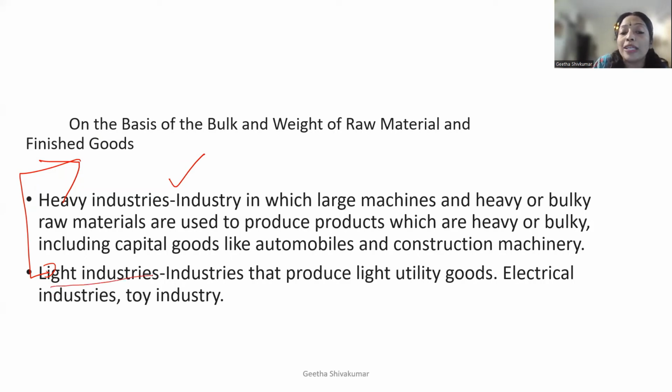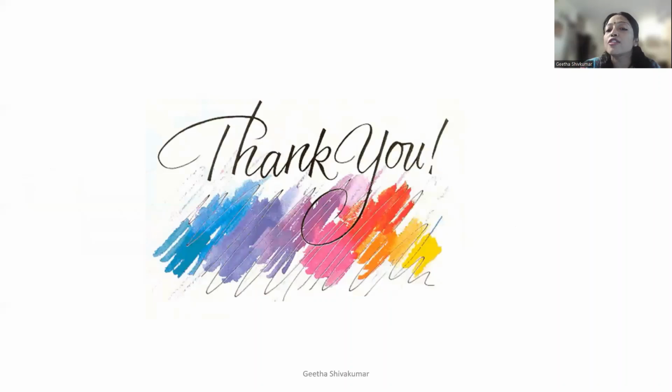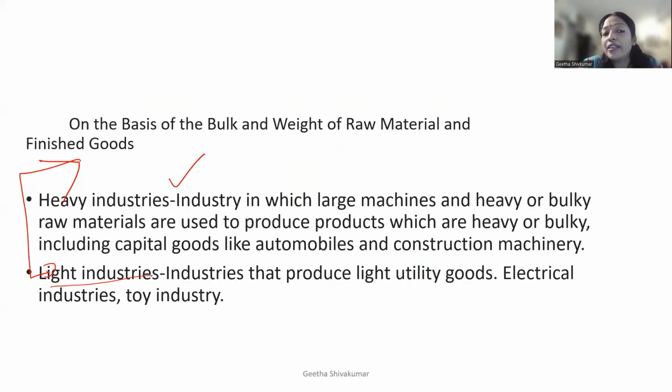Then light industry is where we use raw materials which are light in nature. For example, the toy industry, or for example the electrical industry. These industries are called light industries. So on the basis of bulk and weight, we divide industries into two categories, heavy industries and light industries. H stands for heavy industries, L stands for light industries.